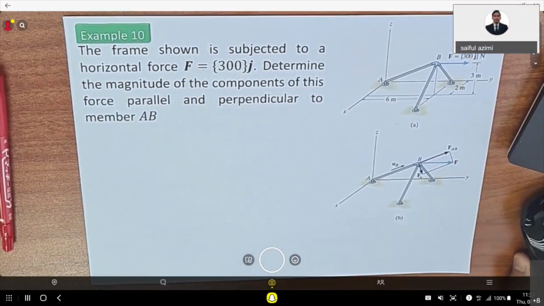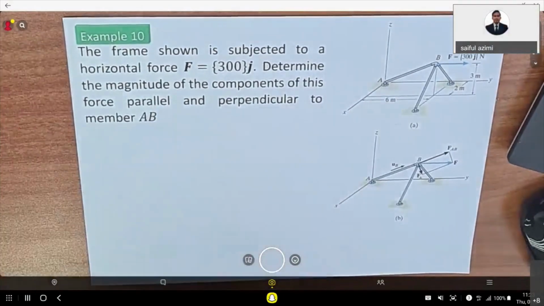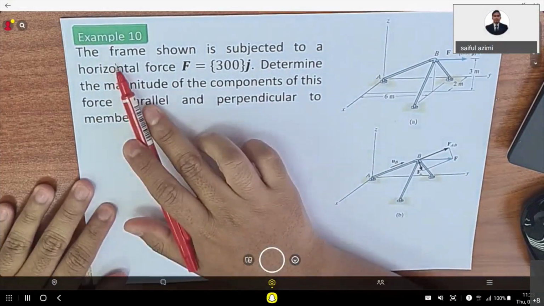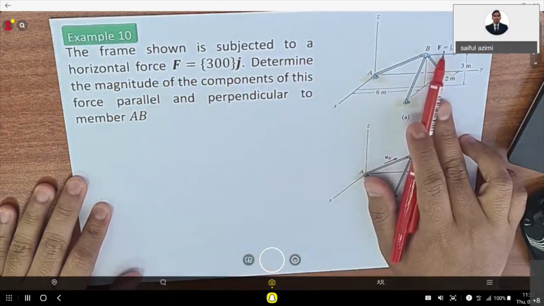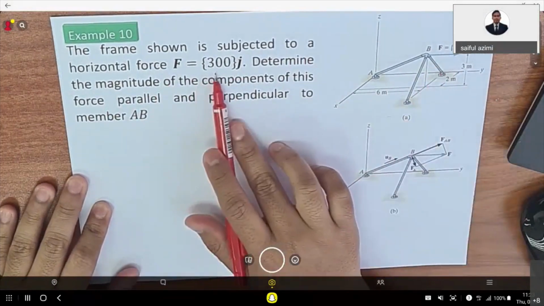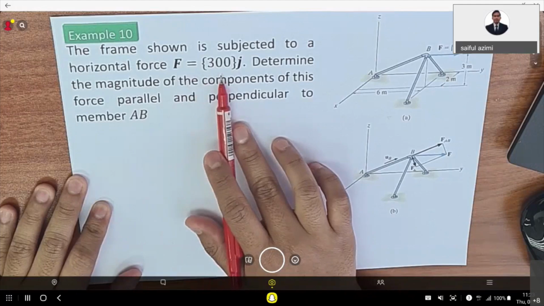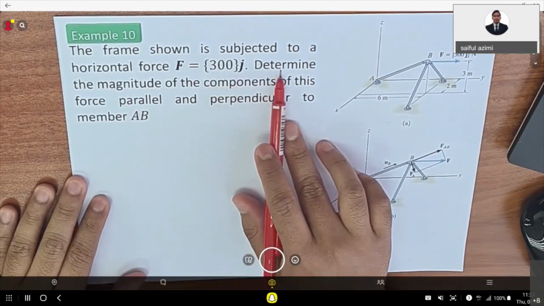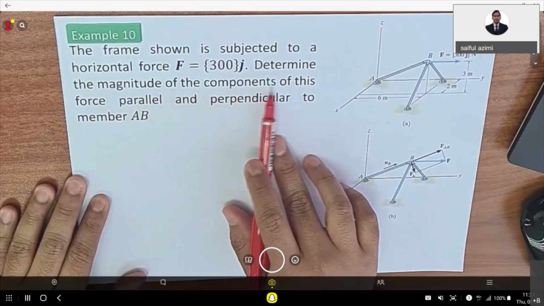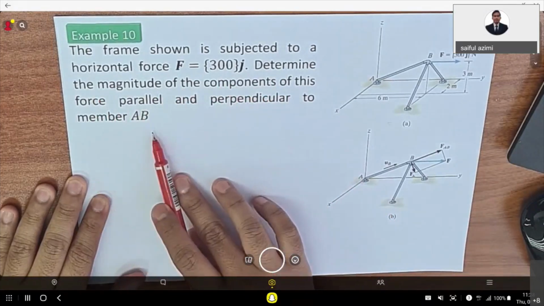Yes, sir. All right. Okay, so this is example 10. Example 10 shows that the frame shown is subjected to a horizontal force. See here, the force, which is horizontal, is 300j. So it means that this horizontal force is the magnitude of the force, the magnitude of the vector. Determine the magnitude of the components of this force parallel and perpendicular to the member AB.